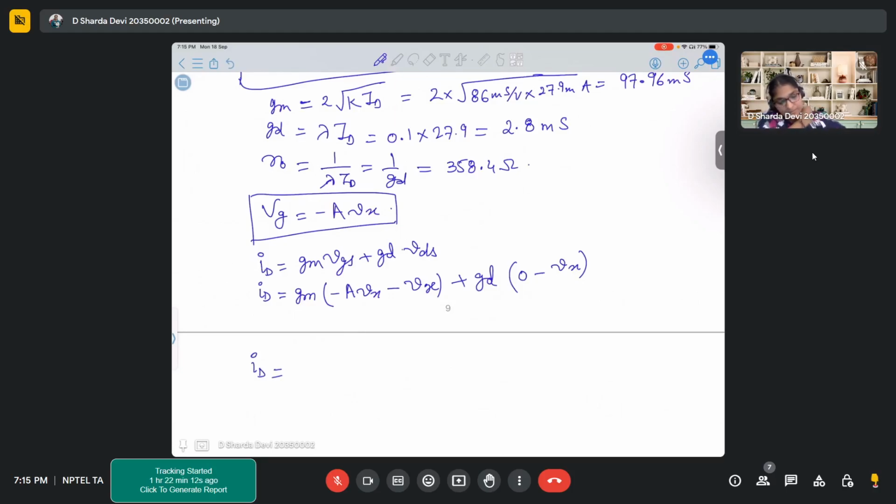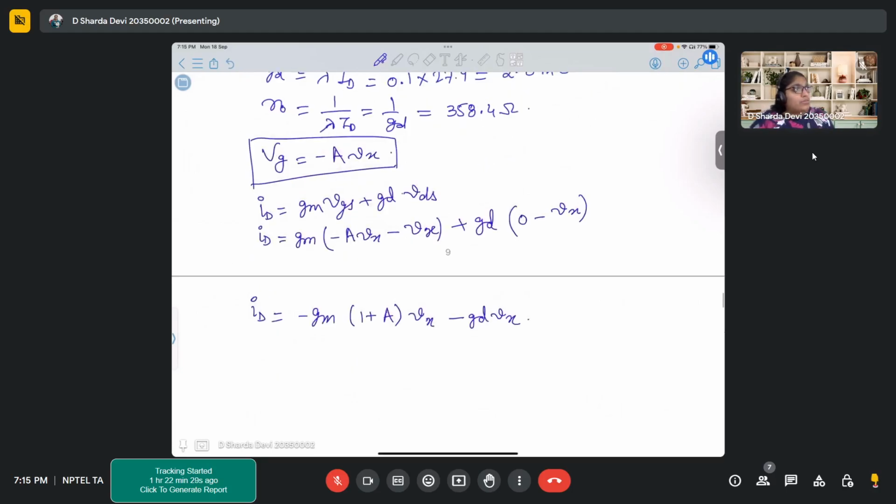So ID is minus GM times (1 plus A) into Vx, minus GD Vx. So this is your ID.